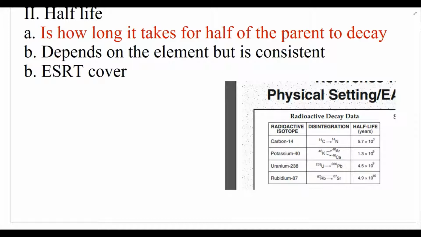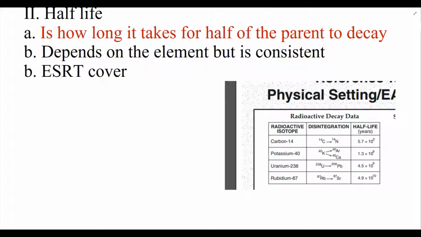So what does that tell us? That tells us that if we want to find out how old something is, and we suspect that it's on the order of 5.7 times 10 to the third years, right? It's close to 10 to the third years, then we're going to want to use carbon. If we think it's much, much, much older than that, we might want to use potassium or uranium. And if it's even older than that, we may want to use rubidium-87, right?